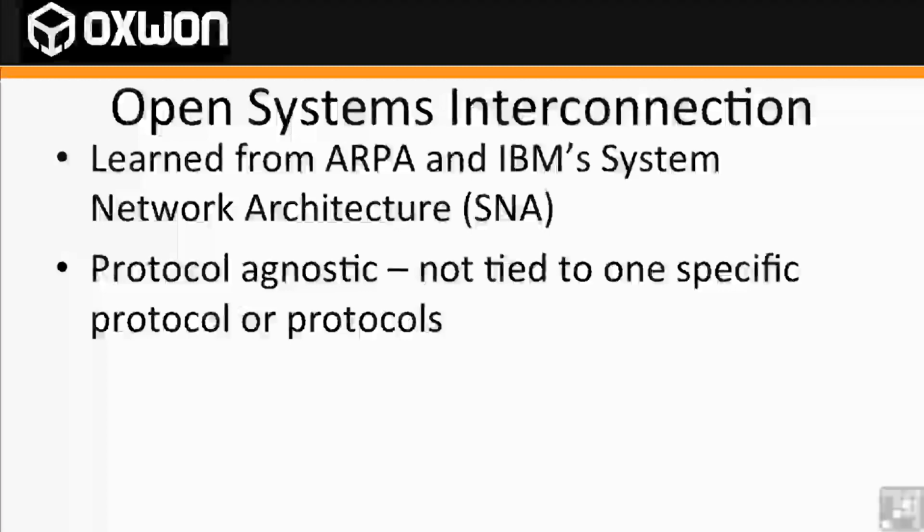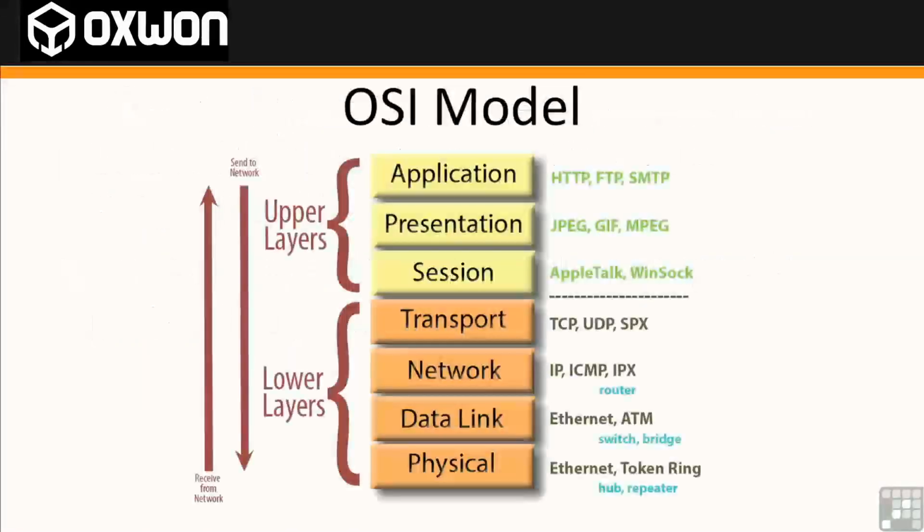Now, the OSI model is protocol agnostic. It's not tied to one specific protocol or set of protocols. As a result, it's pretty easy to lay different protocols and different protocol suites on top of the model, or at least fit them into the model. We'll be going through some of that as we go forward here. Let me show you the model again.